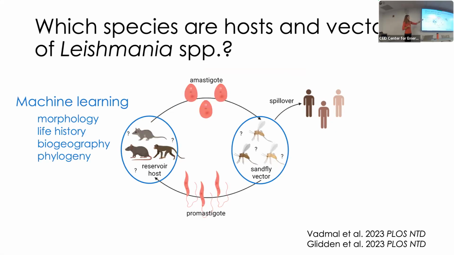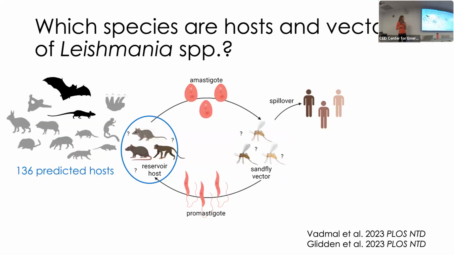There are dozens of known reservoir and vector species, but we also expect that there are many more that are yet unknown. So we were interested here in trying to say, based on what we know about the known vectors and hosts, what are the most likely unrecognized vectors and hosts? So here again, we applied a machine learning approach where we built in information about morphology, life history, biogeography, and phylogeny of these known vectors and hosts. And said, based on this, if we look at the broader set of sandfly species and vertebrate species in these systems, which species are most likely to be hosts and vectors?